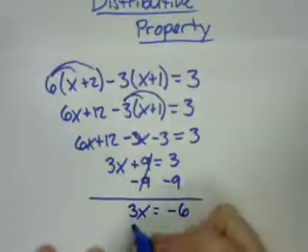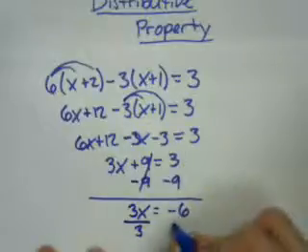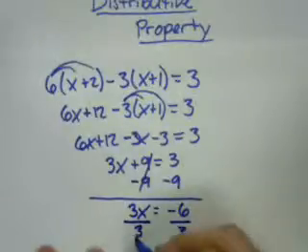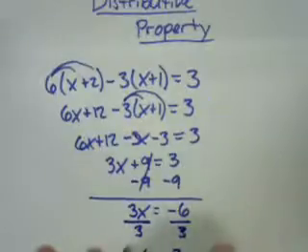3x equals negative 6. So here I do the opposite of 3 times, and that's divide by 3. Divide by 3 here. I get x equals negative 2. And this is my answer.